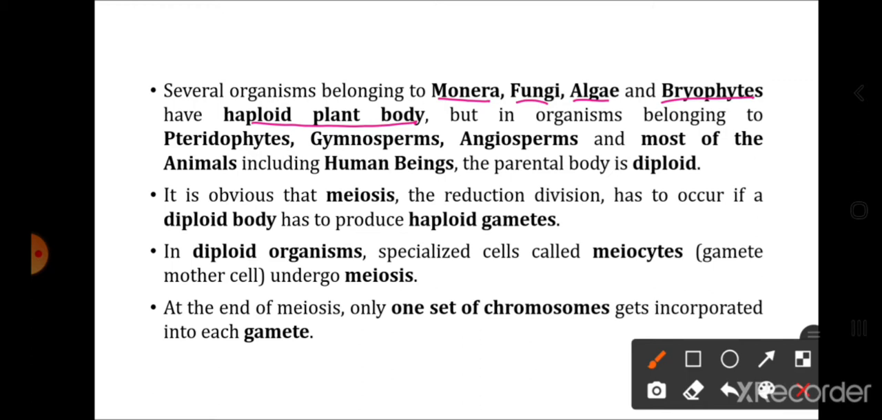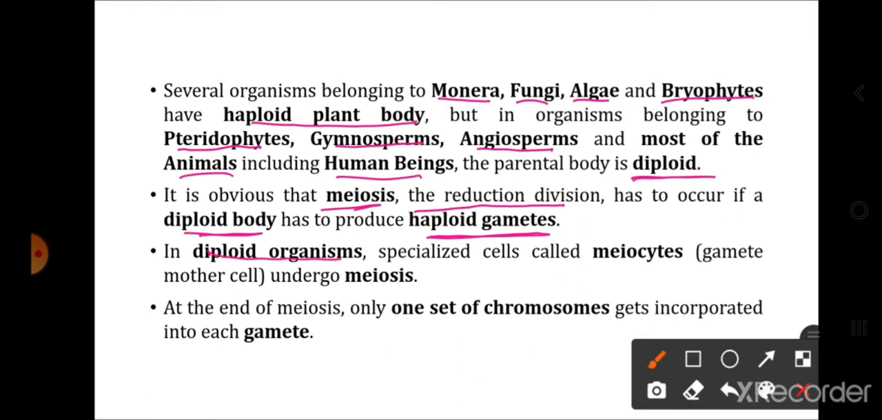Whereas the organisms belonging to pteridophytes, gymnosperms, angiosperms and most of the animals including the human beings, in them the parental body is diploid. It is obvious that meiosis, that is the reduction division, has to occur if a diploid body has to produce the haploid gamete. So haploid organism produces the gamete by mitosis, diploid organism produces the gametes by meiosis.